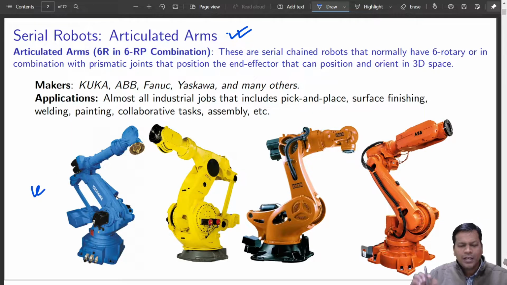It has link, joint, and finally it is terminating at the end effector where it actually does the job. Standard industrial robots are normally 6 degrees of freedom with 6 revolute joints. At times there may be a combination of revolute and prismatic, as in the case of SCARA at least. So this is how it looks like.